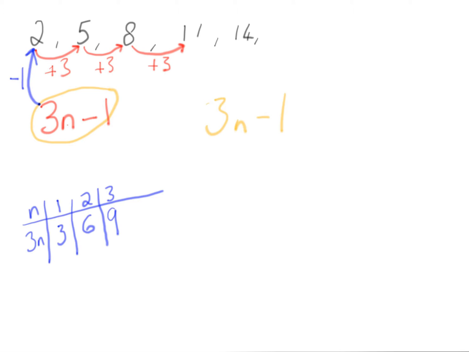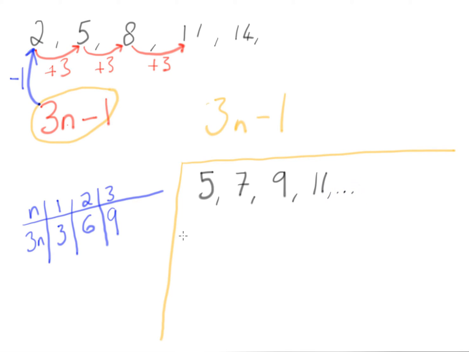Okay. Let's do another quick example down the bottom here. It's not always going to be take away. Might be something else. So let's change back to our original colour. And our sequence this time is going to be 5, 7, 9, 11, and so on. And that sequence can keep going.